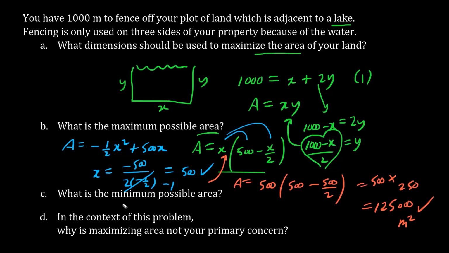Now, to find the minimum possible area, we could sketch this parabola and figure out what the lowest possible a value is, or we could just use common sense. If we have 1,000 meters of fencing, we could set y equals 0. So essentially, we'd have a very, very long line and just make y so small that it's insignificant. And the x value would be 1,000 meters. So the area, if there is no vertical height, is 0.